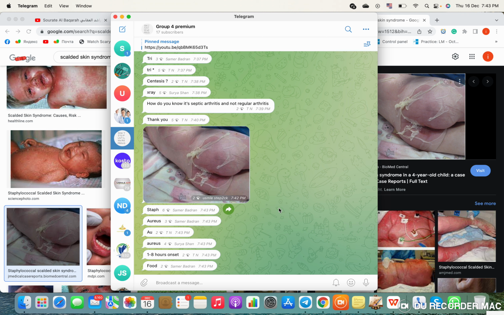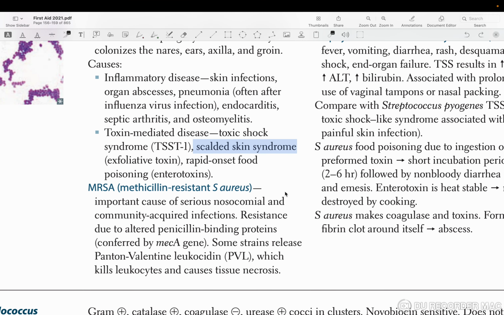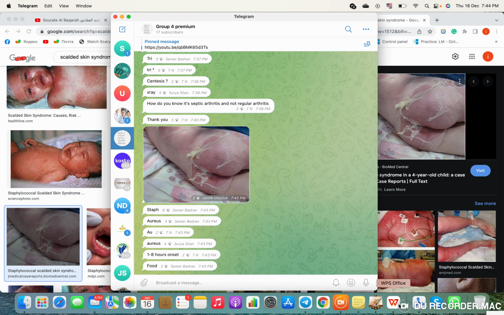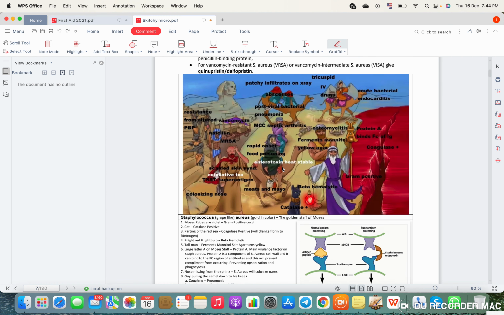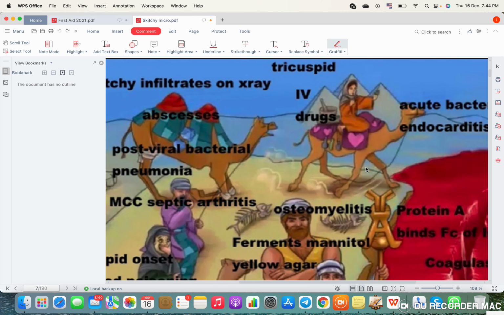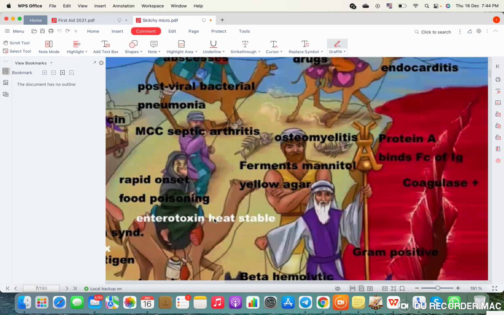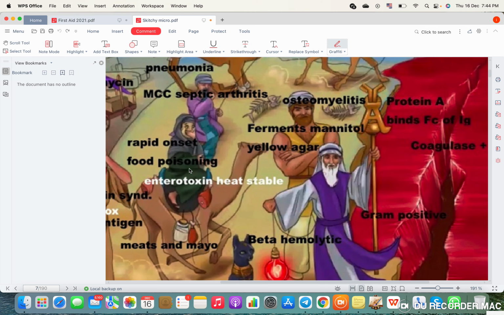So if we speak about Staph aureus, it can happen from what? Some meat, mayonnaise, custard, stuff like this. All of the delicious stuff that you leave out in the sun. So let's take a look at the sketch. On the sketch, you can see here, the lady is vomiting, yeah? And it's a rapid onset food poisoning.